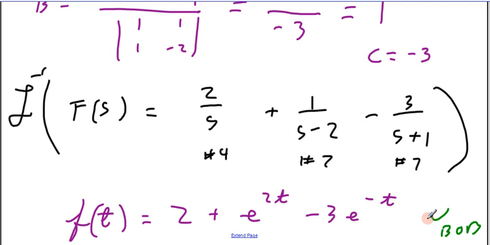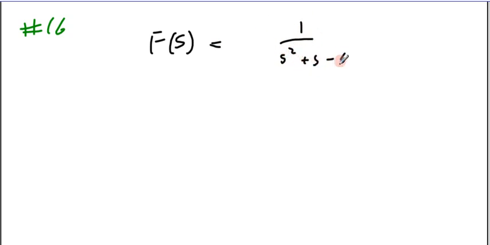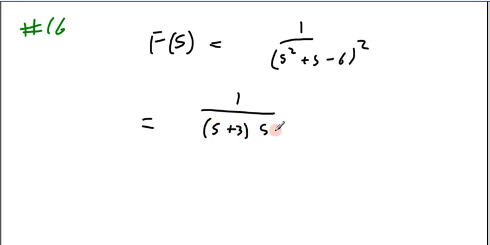Okay, now we're going to do number 16. Okay, so I've got f of s equal to 1 over s squared plus s minus 6, the quantity squared. That can be 1 over s plus 3 times s minus 2, the quantity squared.